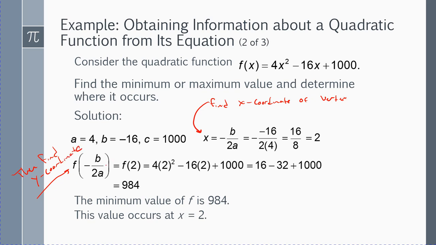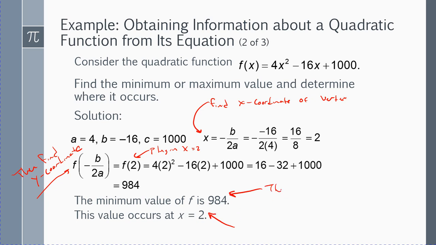So you're going to take this and plug it in. Okay, so you're going to plug in f of 2. Okay, plug in 2 to get f of 2 here. And then when you do that, here, I'll just save us a little time. If you were to plug in 2 and chug through this, you'd get 984. So what we're saying here then is the minimum value of the function is this, okay? And it occurs at x is equal to 2.